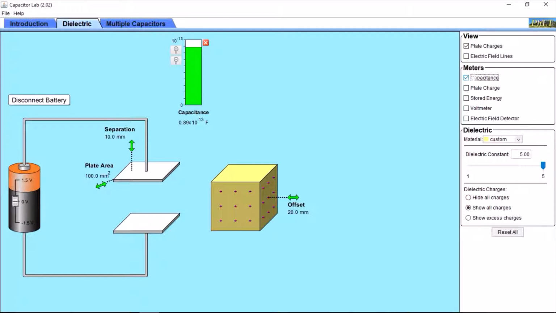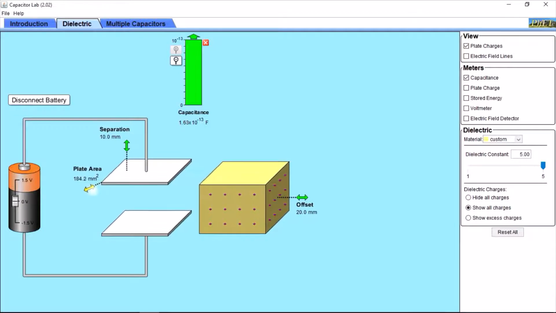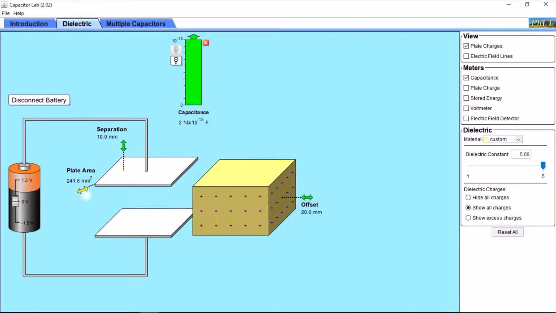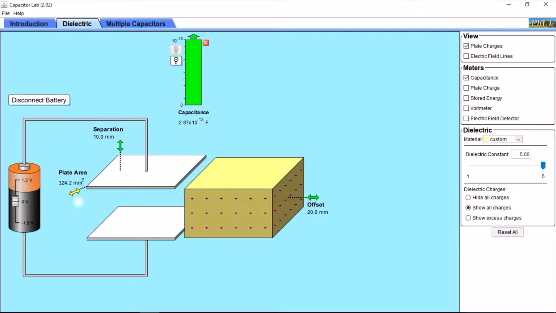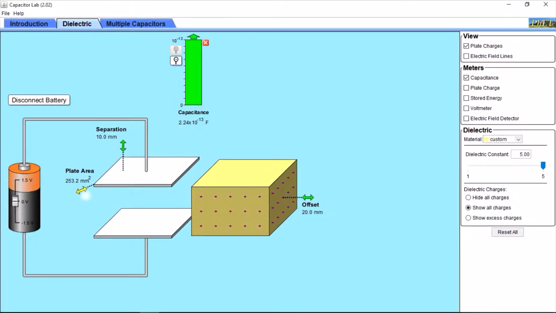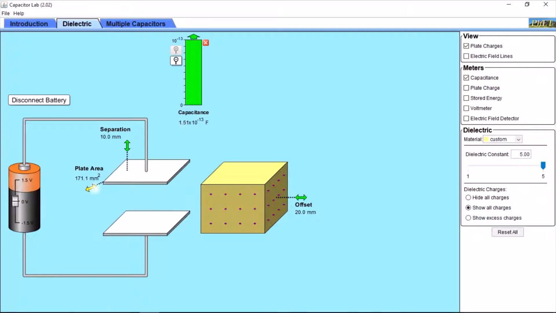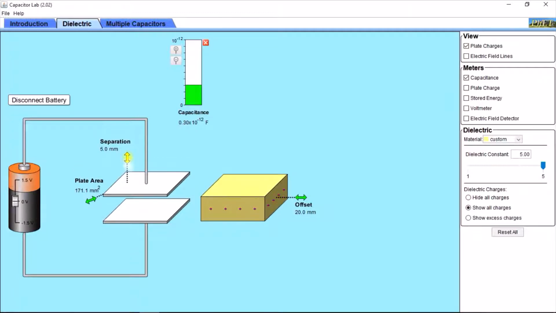Let's see what will happen to the capacitance if we increase the area of the plate. So the capacitance is increasing proportionally to the area. Let's see what will happen to the capacitance if we decrease the separation gap between the two plates. Therefore, the capacitance is increasing.